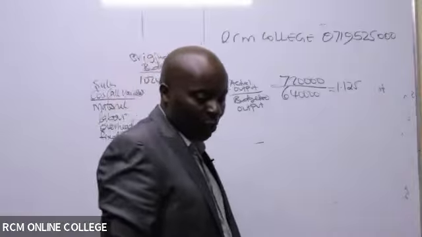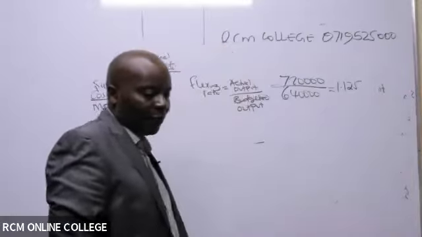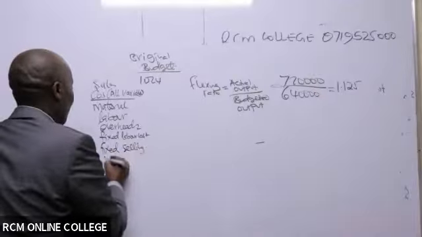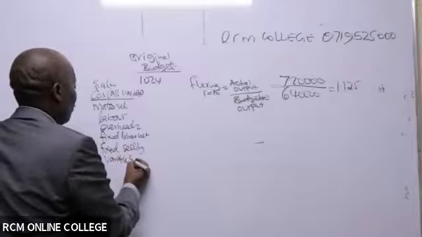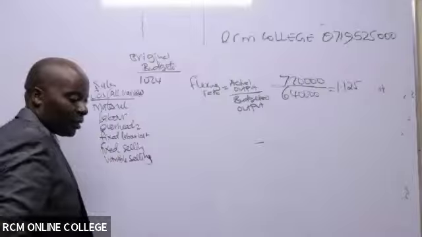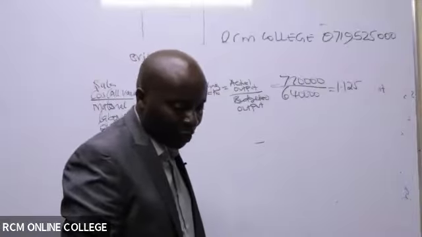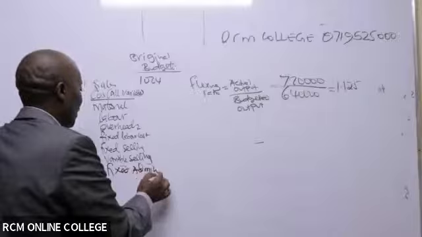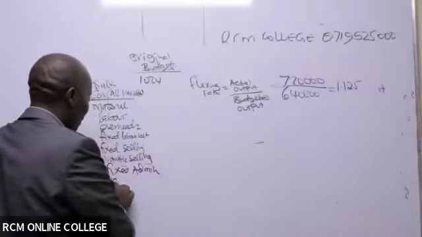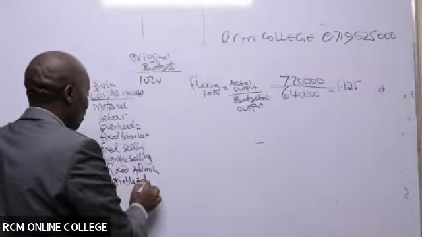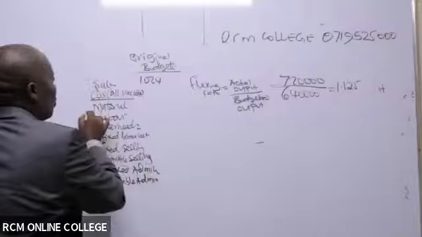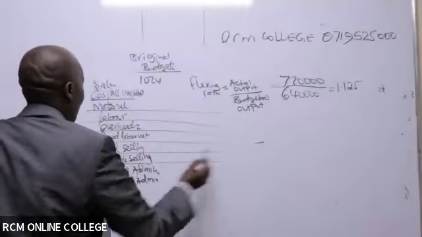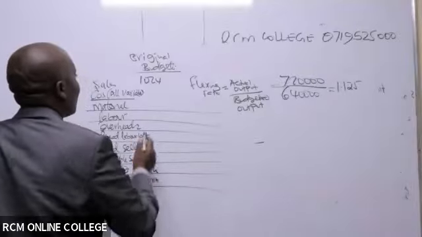Then if you go down there, we have selling and distribution. So we have fixed selling. We have variable selling. Okay. Then we have administration. So we have fixed admin, and then we have a variable administration. Great. So go ahead and do like that.